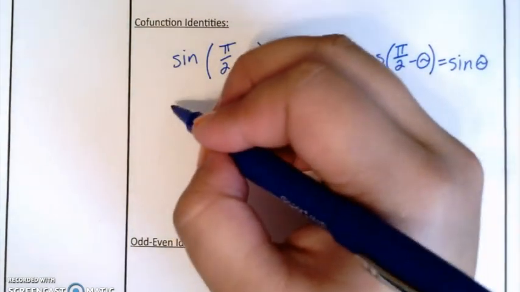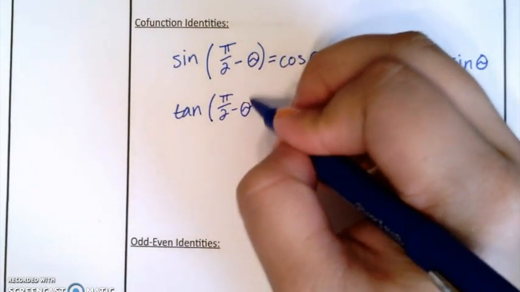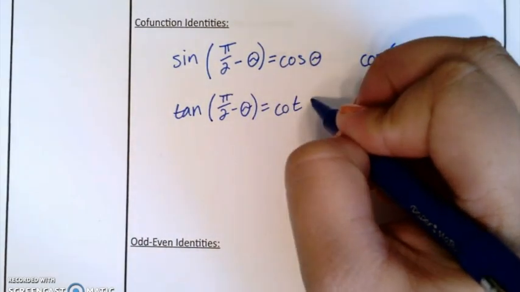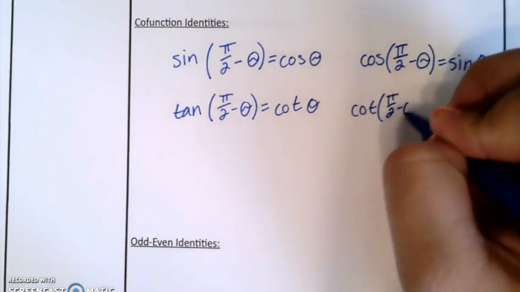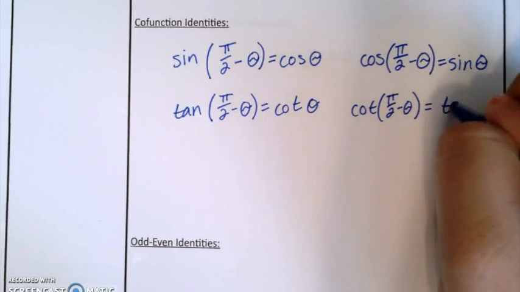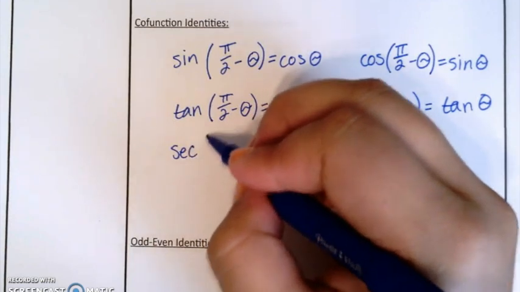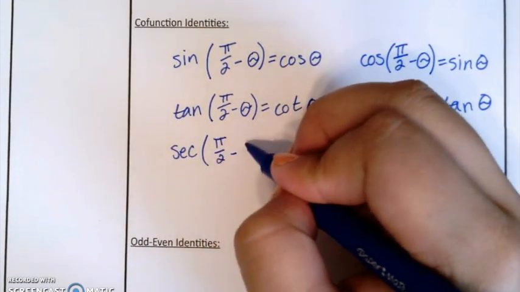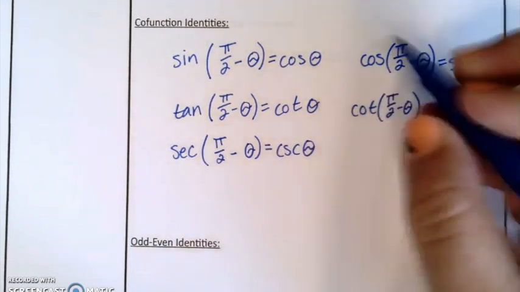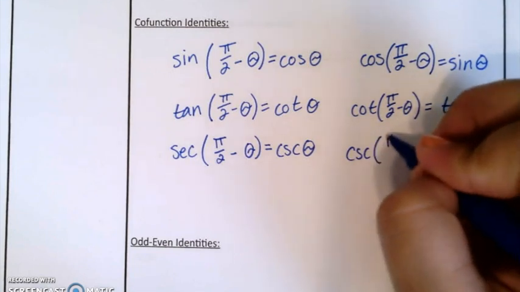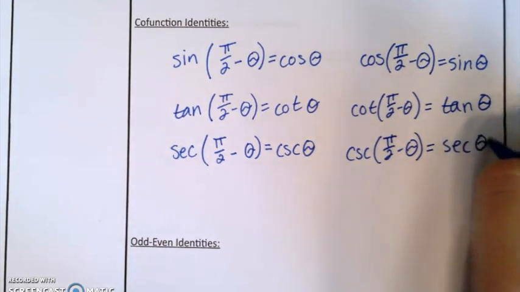Our next pair will look at tangent of pi over 2 minus theta equals cotangent of theta, and cotangent of pi over 2 minus theta equals tangent of theta. And then lastly, we'll say secant of pi over 2 minus theta equals cosecant of theta, and cosecant of pi over 2 minus theta equals secant of theta.